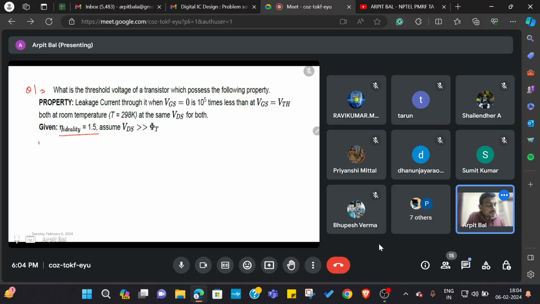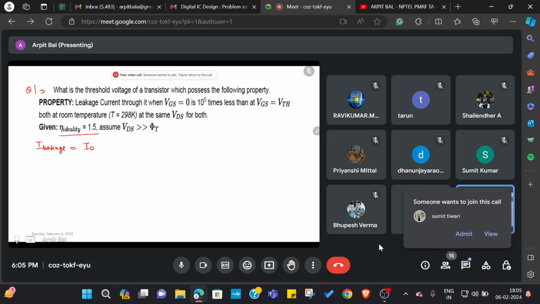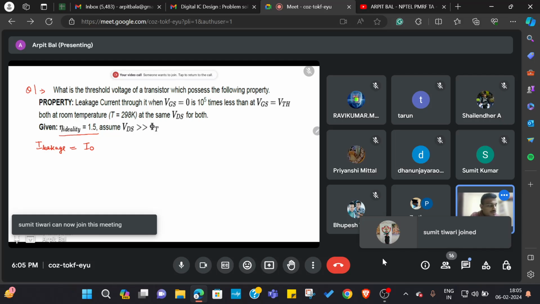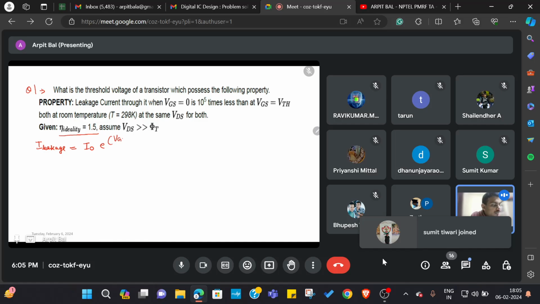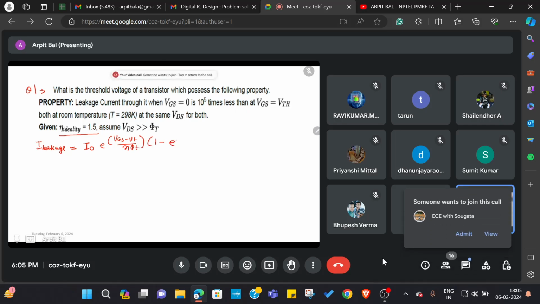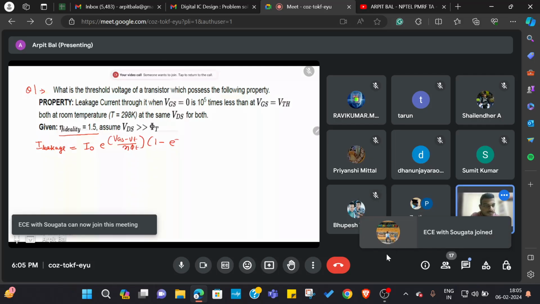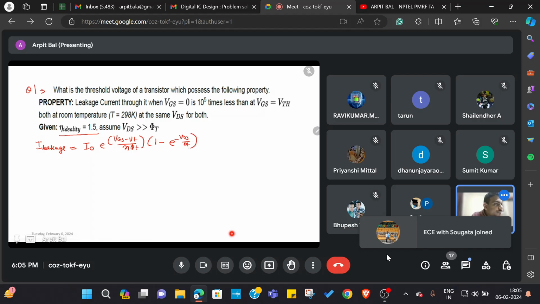So we saw the I leakage equation. I leakage equals I naught exponential of (VGS minus VT) by eta phi t, into (1 plus e to the power minus VDS by phi t), into (1 plus lambda VDS).